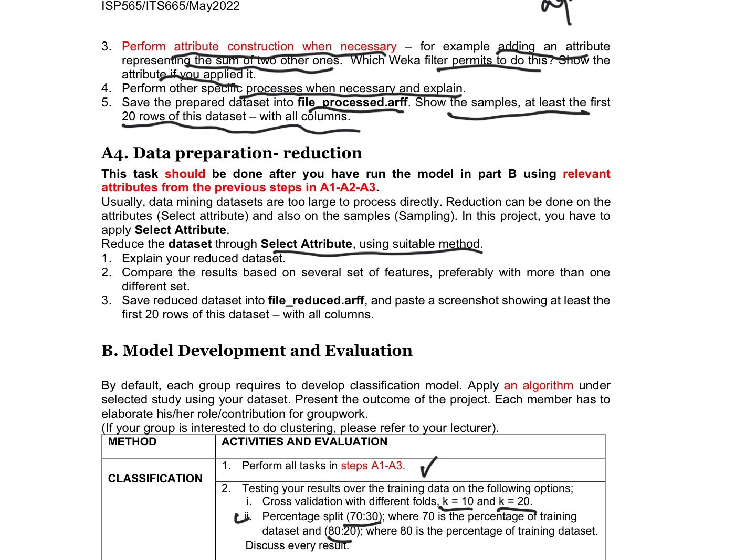Okay. So then apply the reduction, explain your reduced dataset, and compare the results based on several sets of features, preferably more than one different set. For example, you may want to take only nominal, only numerical, or apply based on the ranking, so take 3 datasets and apply them. The result is the result of the modeling. And save the reduced dataset into a file, reduce.arff, and paste a screenshot showing at least the first 20 rows of this dataset.